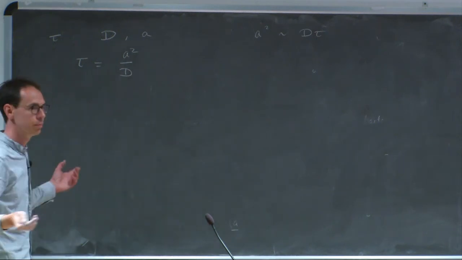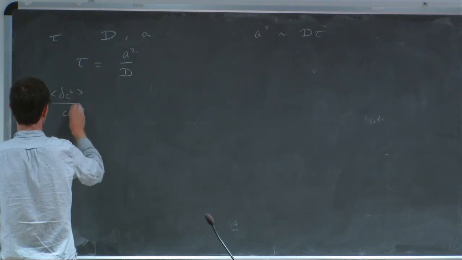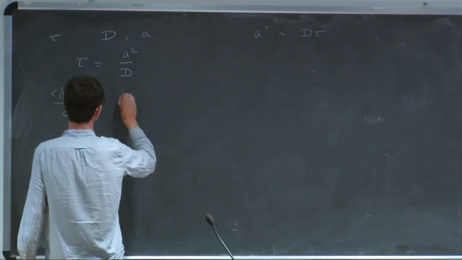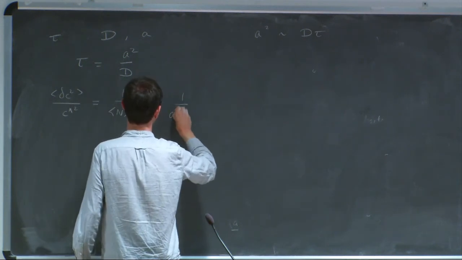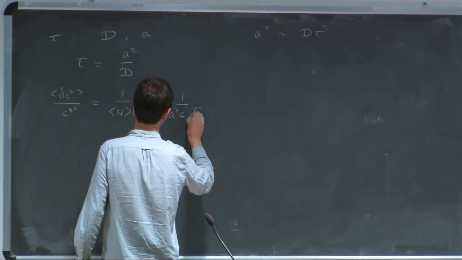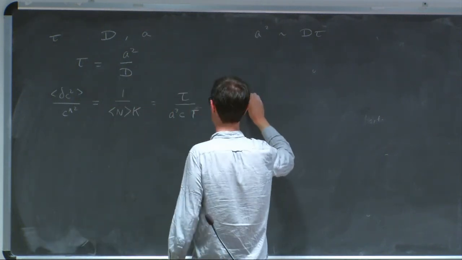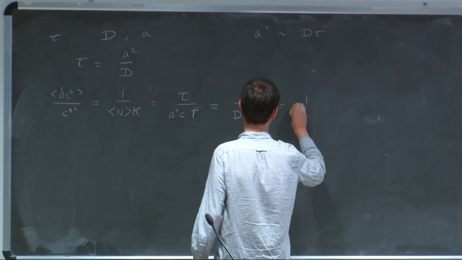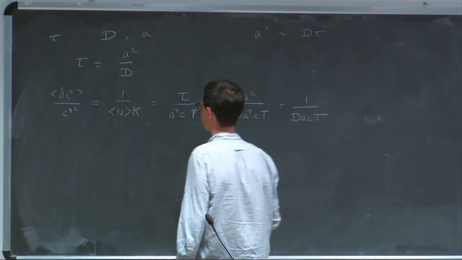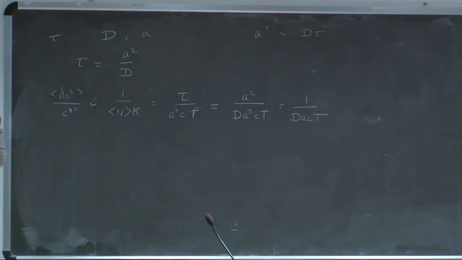But this is it. Now I'm piecing everything together. I said my relative error is equal to 1 over n k. So it's 1 over a c t, with the tau here, and I replace my tau. And I should say, this is really only approximate. So this is the result, right?